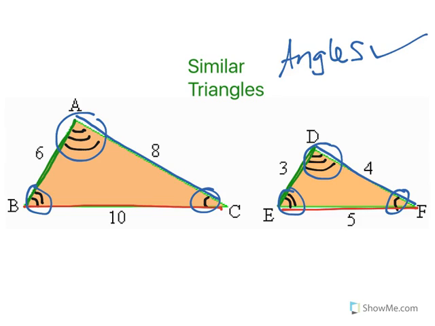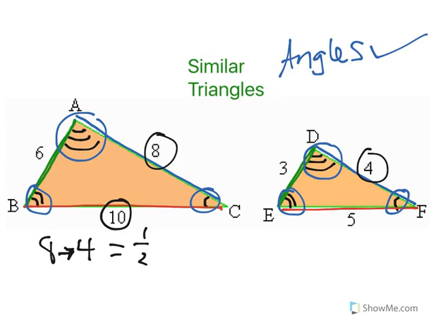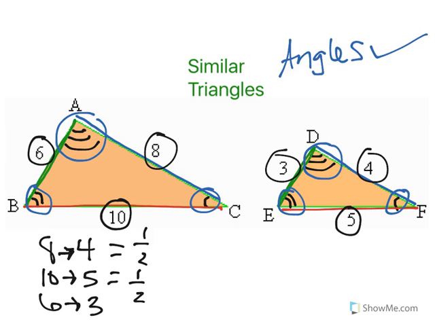So now we have to look at, are the sides similar? Is there some sort of pattern? If we look at the corresponding sides, we're going to look first at the 8 and the 4. Is there a relationship that goes from 8 to 4? It looks like to go from 8 to 4, you're going to divide in half. Let's look at this corresponding side and this corresponding side. To go from 10 to 5, looks like you have to divide in half. And lastly, to go from 6 to 3, you also have to divide in half.